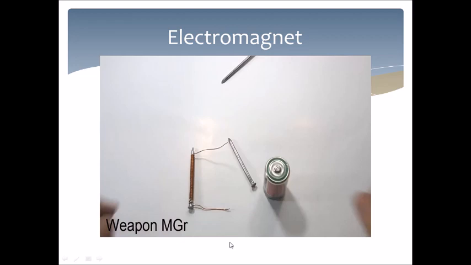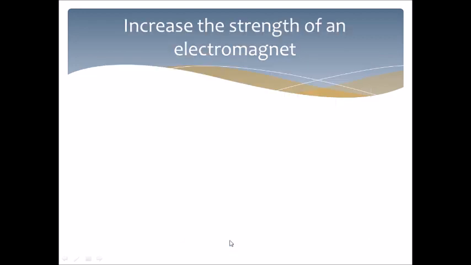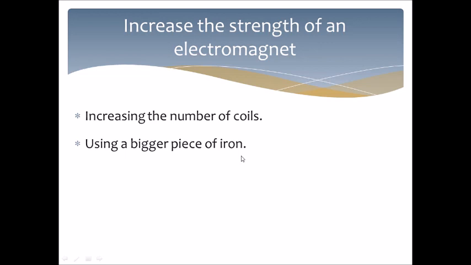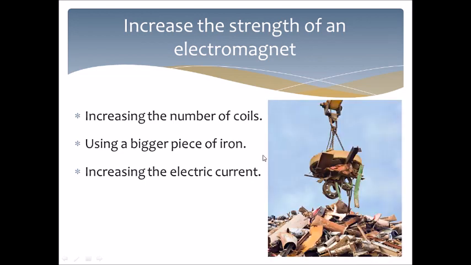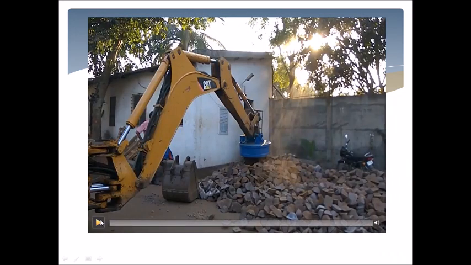Now we can make this electromagnet stronger. How can we increase the strength of an electromagnet? The first way is by increasing the number of coils. The second way is by using a bigger piece of iron. And the third way is by increasing the electric current. By doing these, you will have a very strong electromagnet, strong enough to actually lift very heavy objects like this one in the picture. Now let's watch how an electromagnet can actually lift heavy objects.